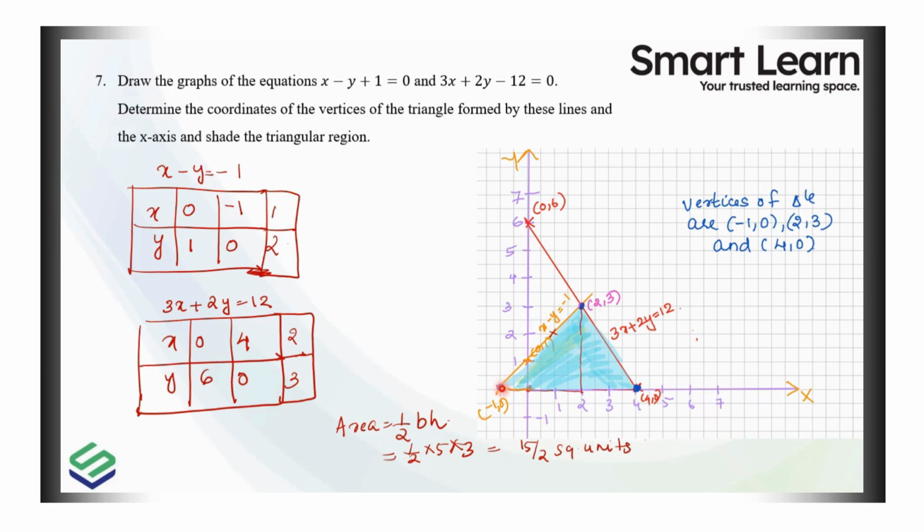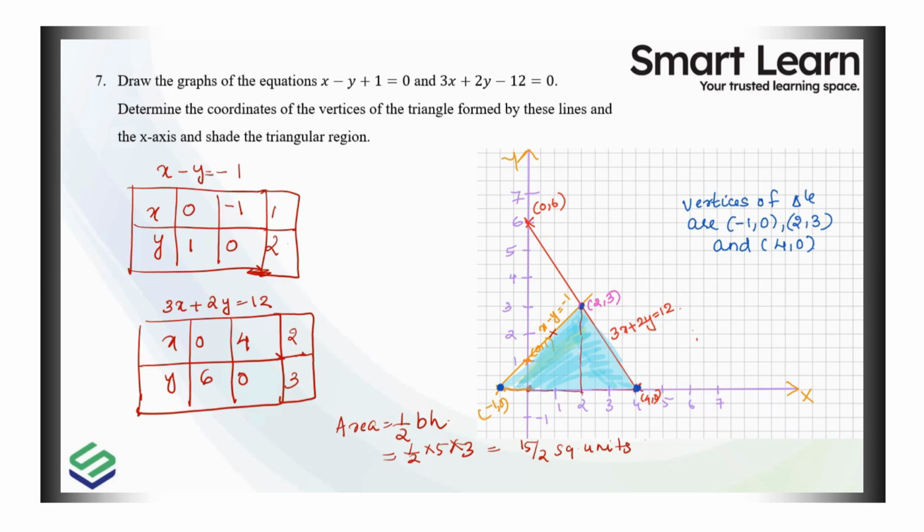And the coordinates will be what? Minus 1 comma 0, 2 comma 3, 4 comma 0. So that you have to write there. Then area will be half base into height. This is the base: 1, 2, 3, 4, 5, so 5. And here the height will be 1, 2, 3. So half into 5 into 3. That will be 15 by 2 square units.